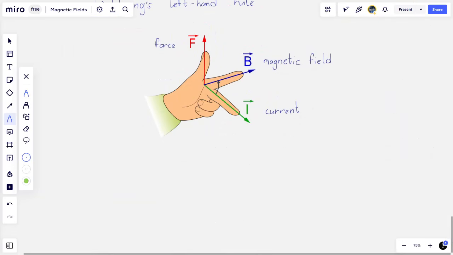And so if I were to draw this as a three-dimensional or right-handed system, then what I'd have is that my force, field and current are all at 90 degrees to each other. And so yes, you could use vector methods to work this out, but that would be a lot more complicated unless you are very, very confident that you can do the necessary vector calculation. So we use the left-hand rule to avoid using unnecessary vectors.